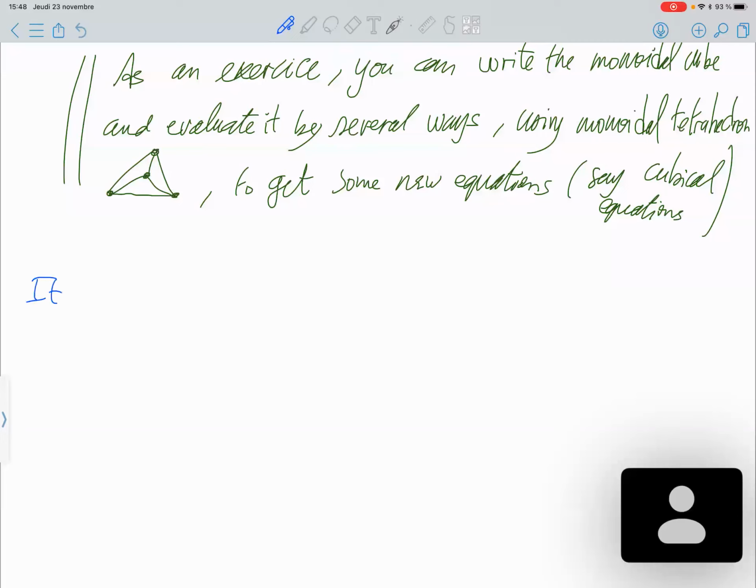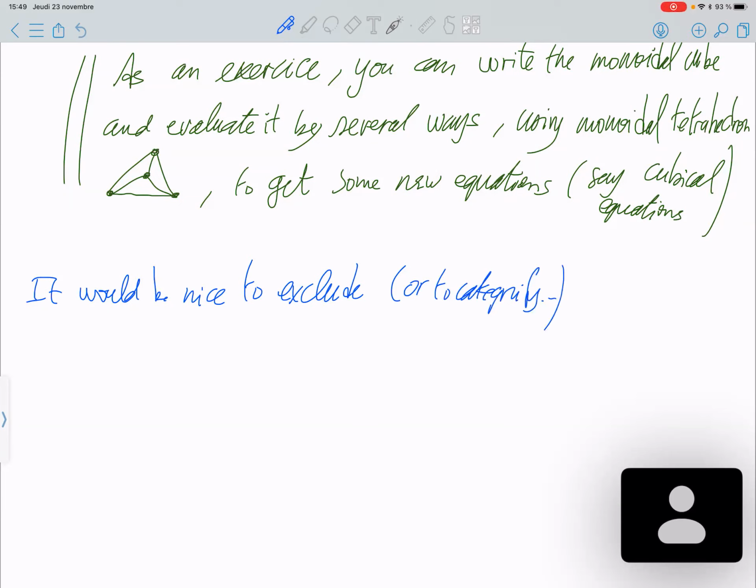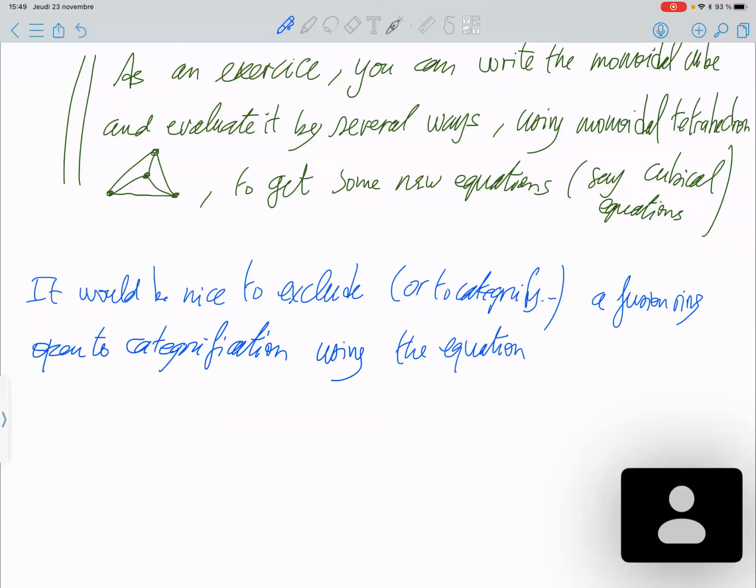That will be nice. So it would be nice to exclude, or even to categorify a fusion ring. I say to categorify like that, but usually to categorify you need to consider the whole system. But yeah, anyway. So a fusion ring open to categorification using the equation of an appropriate planar trivalent graph.